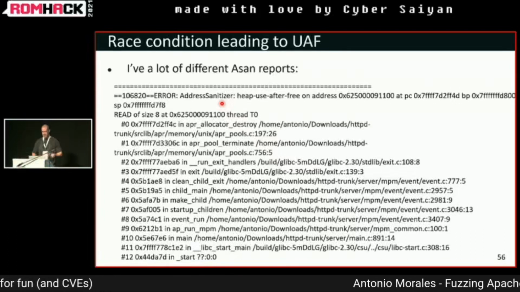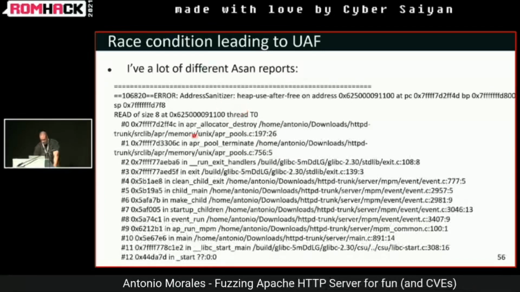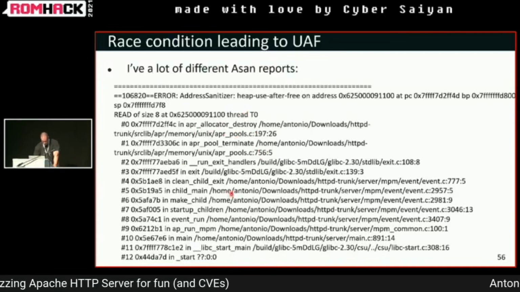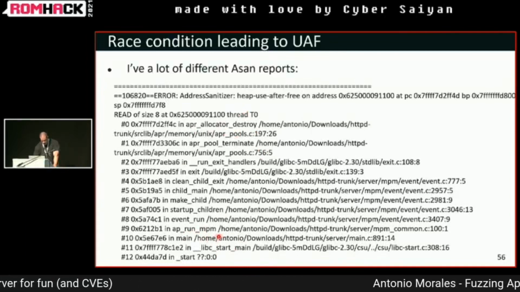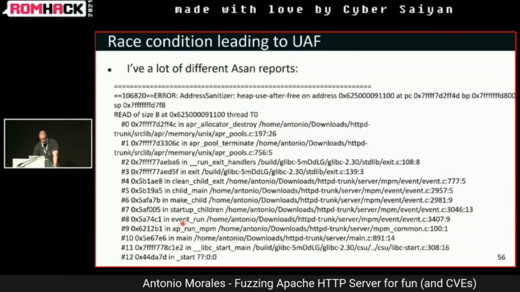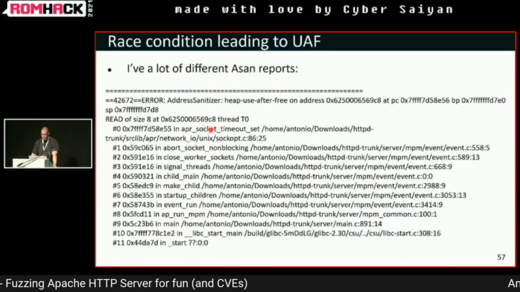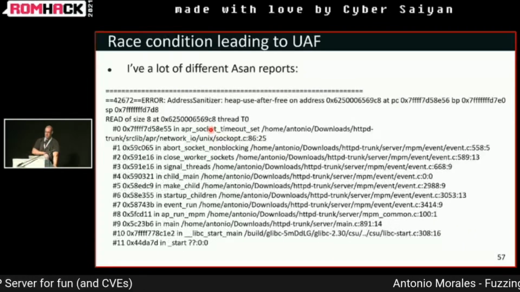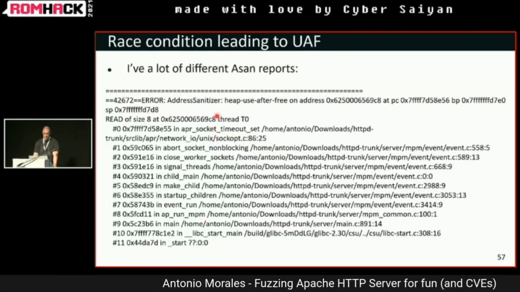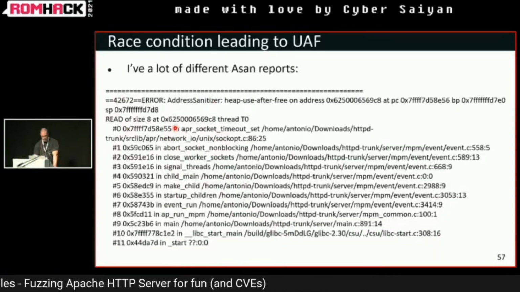In this case, we have a use after free. As you can see here, it's a use after free. Look at this stack trace. We have the APR allocator destroy, starting with the MPM, in the event MPM. But look at this one, for example, a totally different stack trace, but related to the same problem. The stack trace is totally different, as you can see, and it's the same problem. You can see here even the same read size of 8.